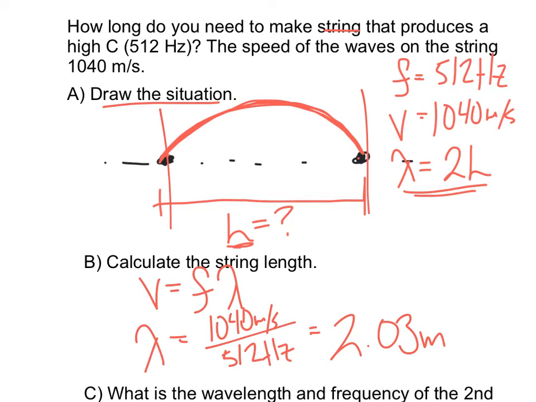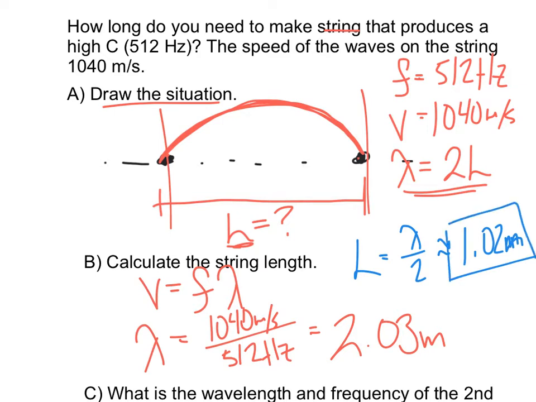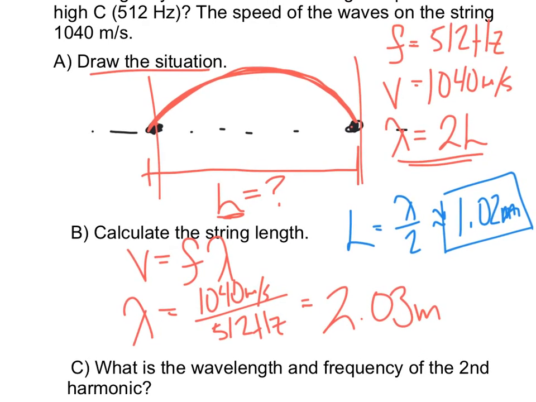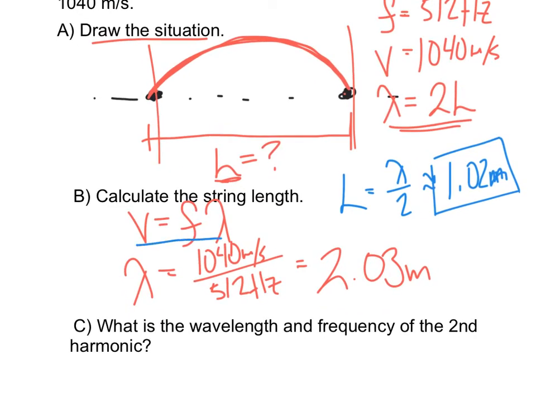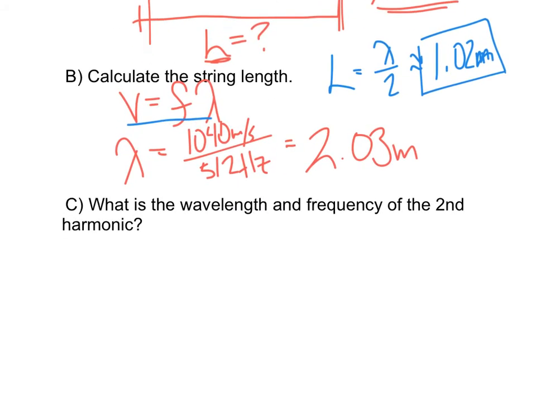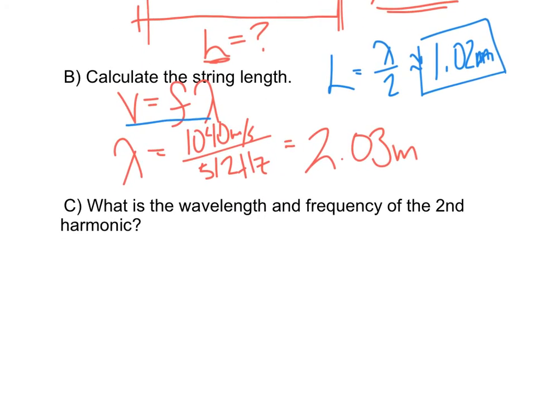So our string length is in fact the wavelength over 2, which should be roughly 1.02 meters, keeping in mind that we're rounding here. All right, so our string length, 1.02 meters. And again, I had to start by drawing a picture and then deciding how to relate it to my equations. What's the wavelength and frequency for the second harmonic?